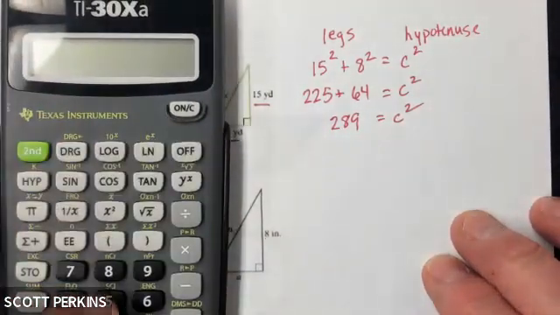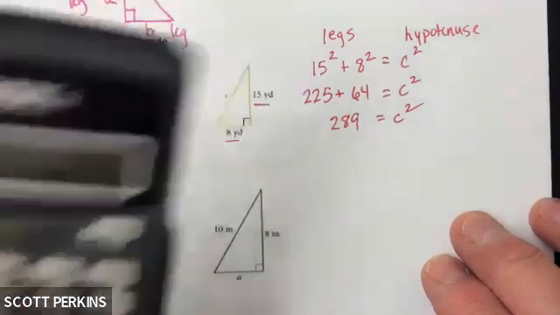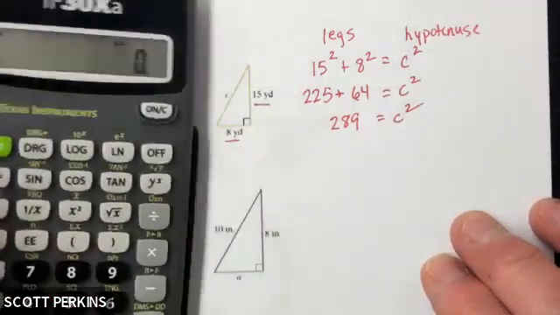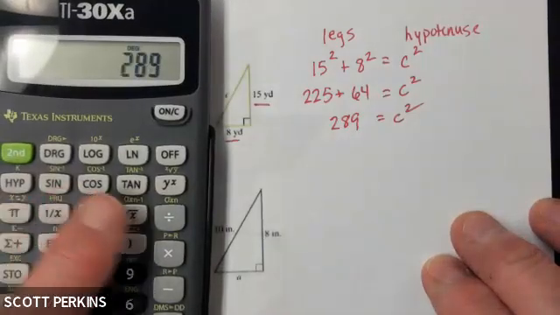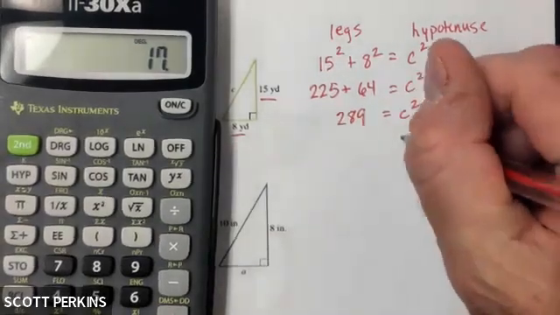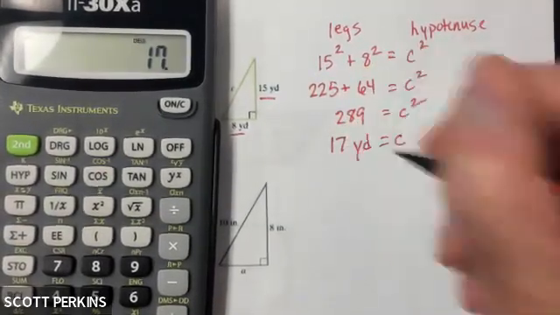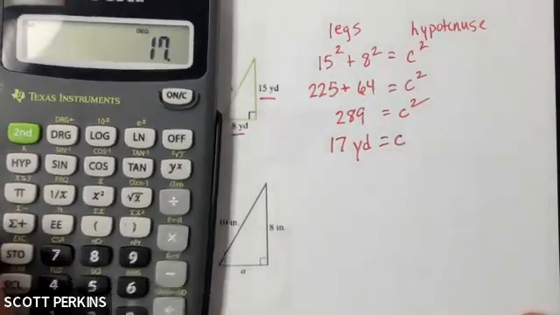So I've got 289. My square root button is right here. They're in different places. Oh, I didn't even do anything there. There we go. That's better. 289, and then I'm gonna hit the square root button, and that turns out to be 17. So C is gonna be 17, and my units are yards, so I'm just gonna throw the yard symbol on the end of that.